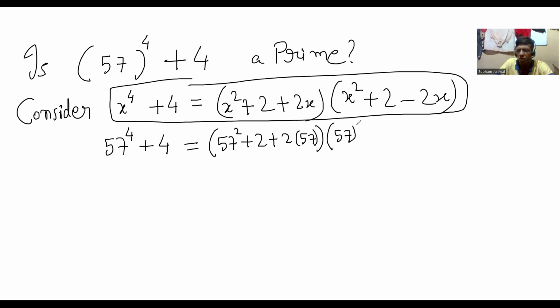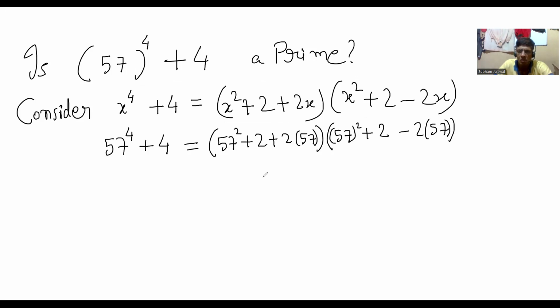So are we done? Do we need to say something more, or is it good enough to say that 57 to the power 4 plus 4 is not a prime? Yeah. But there is one small thing, which is mostly not needed, but you must check that none of the factors are equal to 1. In a lot of arguments it's not obvious. In this case, it's obvious that this is not 1, and this cannot be 1 either. You just check it. You just say that at least.